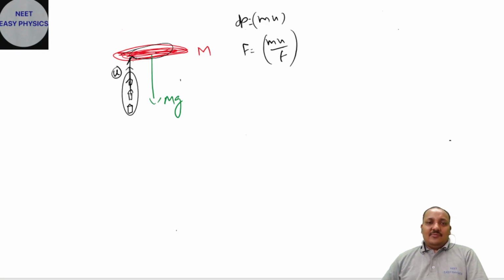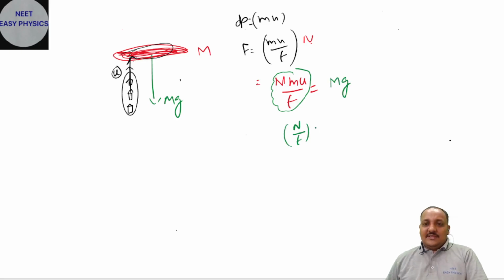For n number of bullets, you should multiply with n. So n mu by t, this is the force applied by the bullets, should be equal to capital M g. Therefore, the number of bullets per second is going to be capital M g by mu. What is capital M here? Mass of the metal plate. Small m is the mass of the bullet.